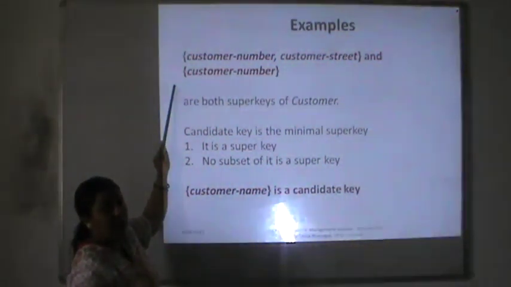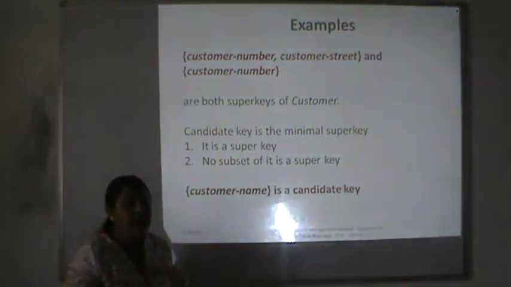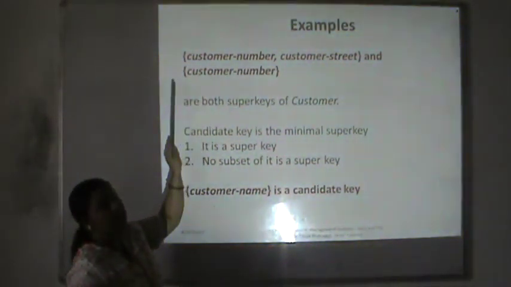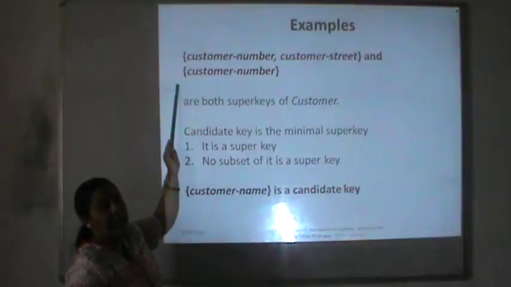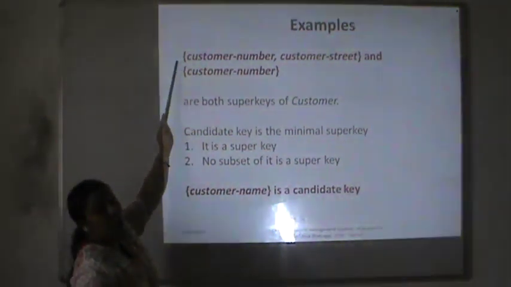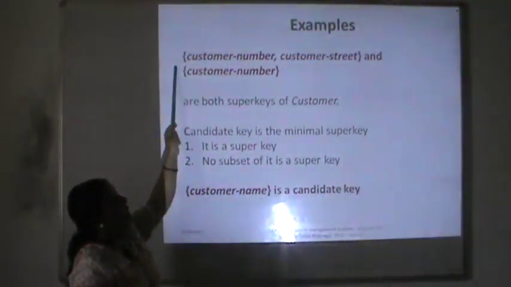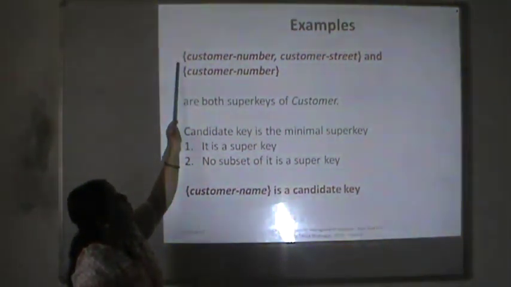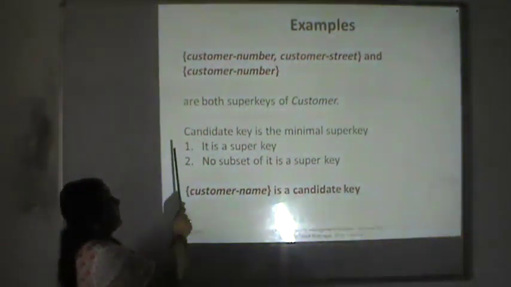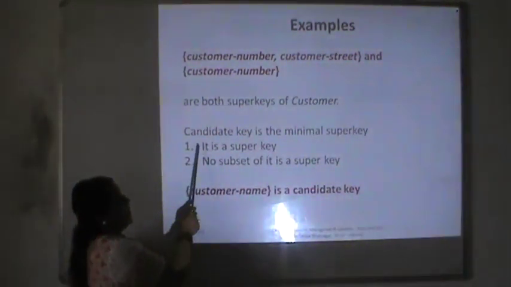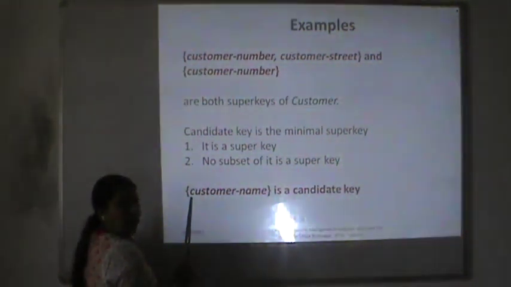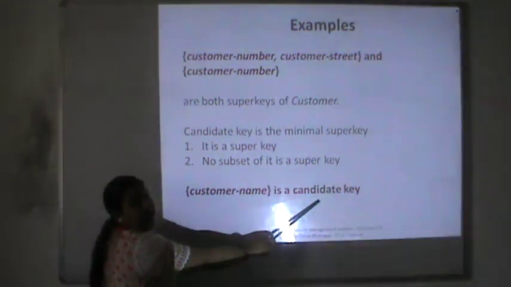Coming to customer number, it is unique as well as irreducible. You cannot reduce it into any subset that is a super key in itself. So these two are super keys. This one is not a candidate key, and this one is a candidate key. The candidate key is the minimal super key: it is a super key and no subset of it is a super key. So here only customer number is a candidate key.